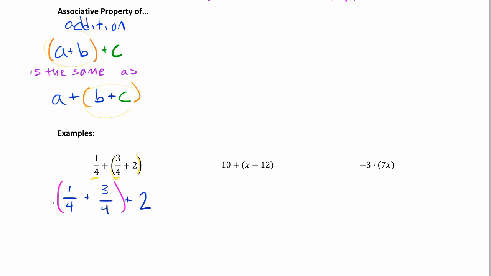So here I would add those together and get 4/4 plus 2. And 4/4 is just 1, so I get 1 plus 2, which is equivalent to 3. So that's the associative property of addition in action. Then we also have the associative property of multiplication.